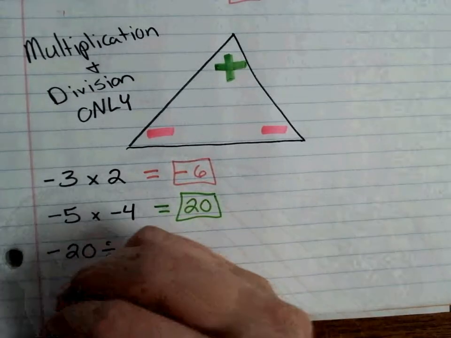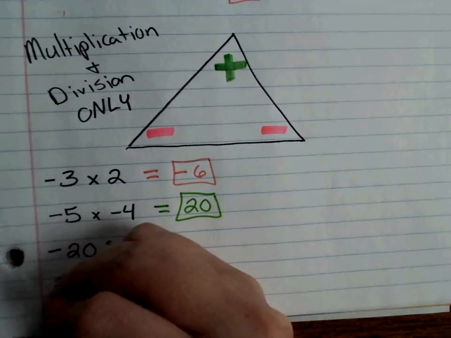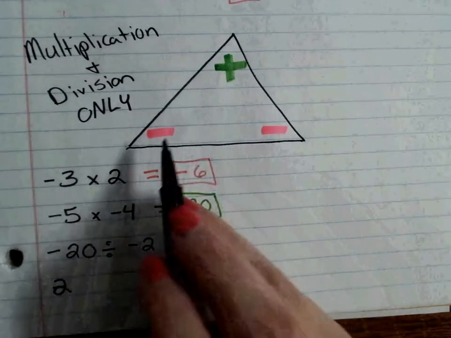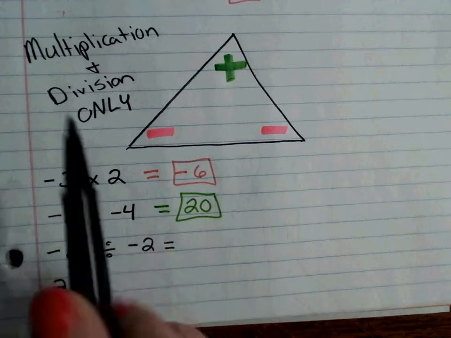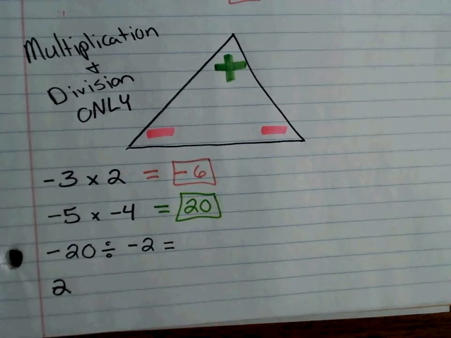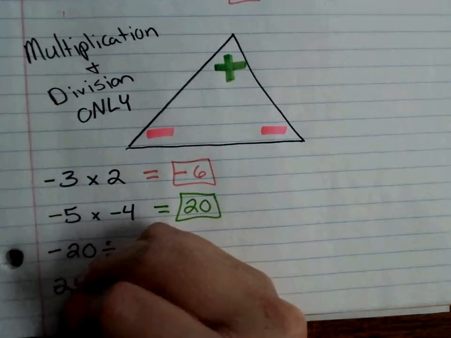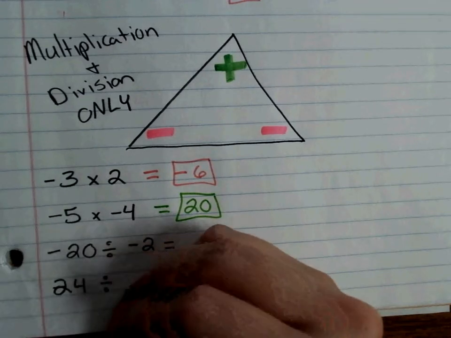Okay, anyways. So when you have a negative and a positive, it's always going to be a negative. A negative and a positive will give you a negative for multiplication and division only.